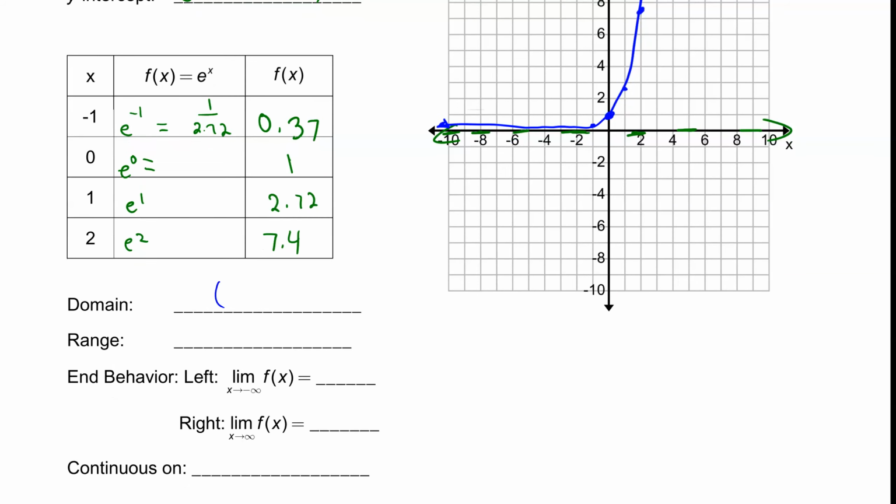The domain is still all real numbers. Our range is still 0 to infinity, because we haven't shifted up or down at all. All of these are just the most basic functions. Our left-hand behavior, we're approaching 0 as we go left. As we go right, we're approaching infinity, and then we'll be continuous on all real numbers.